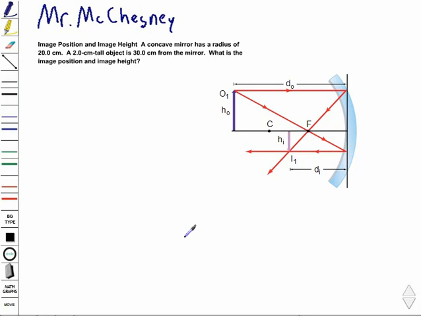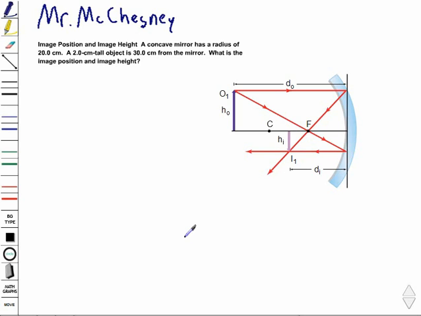Hello, I'm Mr. McChesney, and today we're talking about image position and image height. So we have a problem here where a concave mirror has a radius of 20.0 centimeters and a 2.0 centimeter tall object is 30.0 centimeters from the mirror. What is the image position and image height?